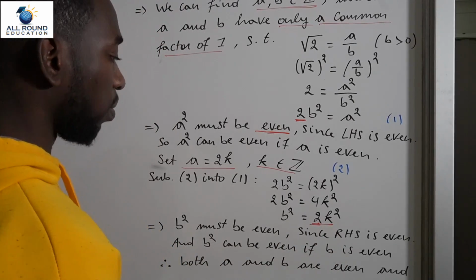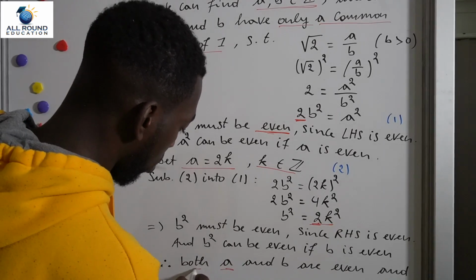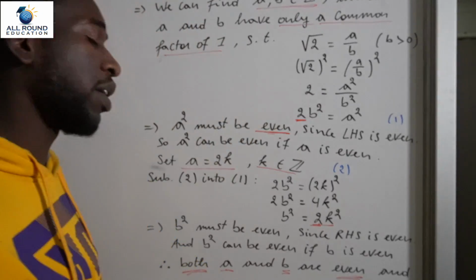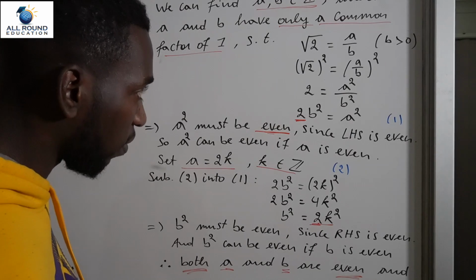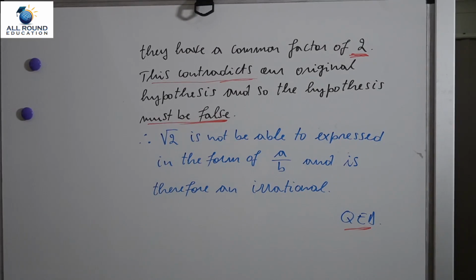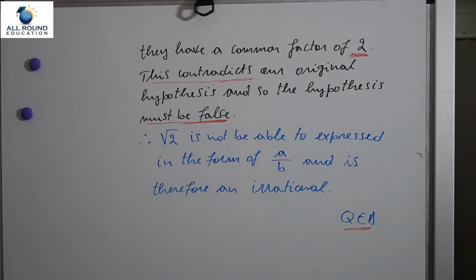What can we conclude from this? What we can deduce is that both a and b are even. So if both a and b are even, we have a common factor. That means a and b must have a common factor of 2 because they are even.